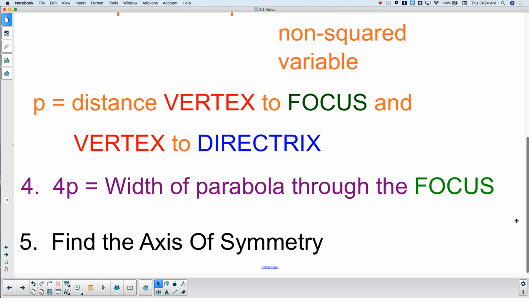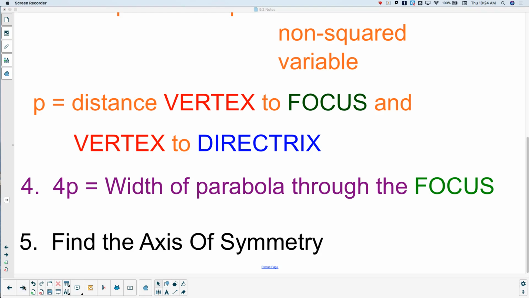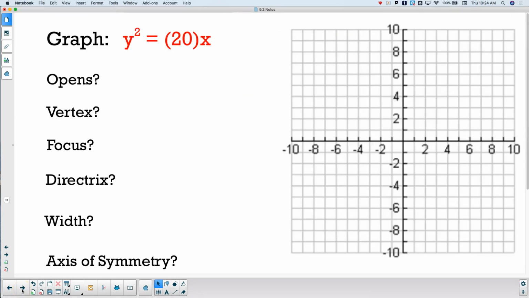Okay, love it. I think you should all have 2 graphs left over from yesterday. And we're going to graph 3 today, so when we get to the second one, I'll come around and give you another sheet of graph paper. So let's start graphing some parabolas. This is the first one that we are going to graph. Y squared equals 20x.